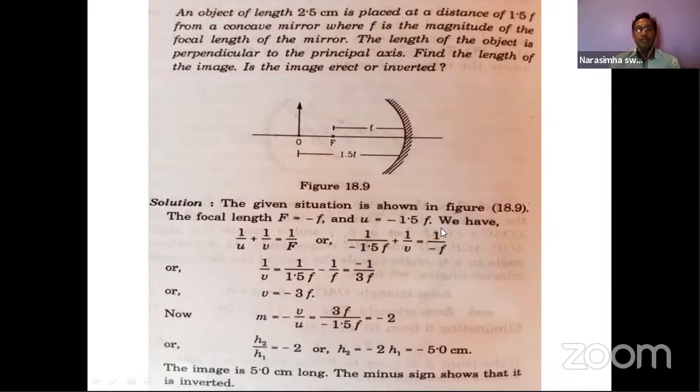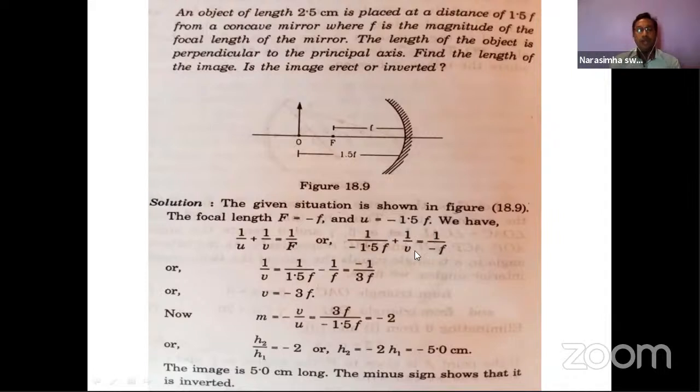So, what else is given? We have a formula: 1/u + 1/v = 1/f. What information is known here? Focal length is given, and the object distance u is given. Object distance is 1.5 times f, right?